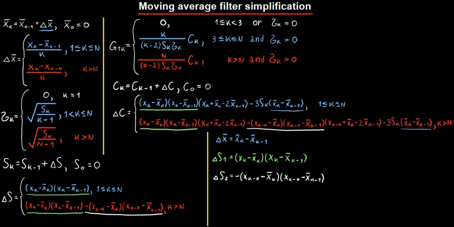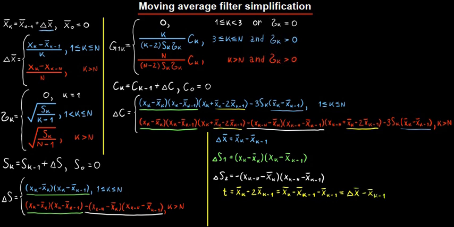Moving on, the term x bar sub k minus 2 times the previous average appears 3 times, here, here, and here. Let's call the term t. T can be reformulated as the current average minus the previous average minus the previous average, which is equal to delta x bar minus the previous average.